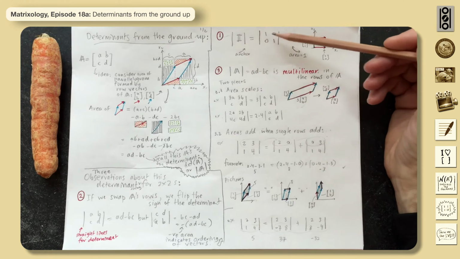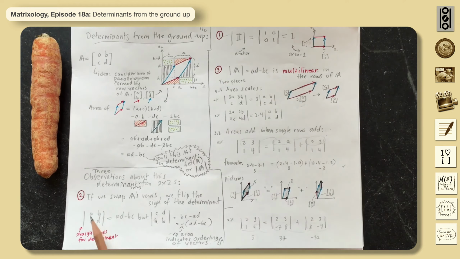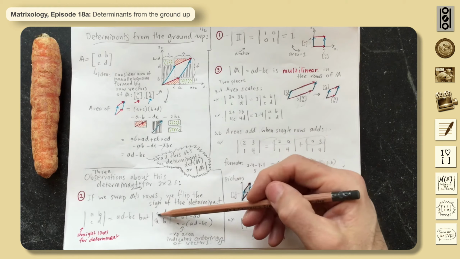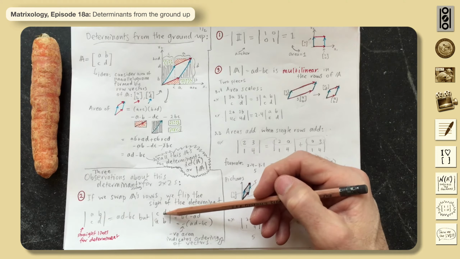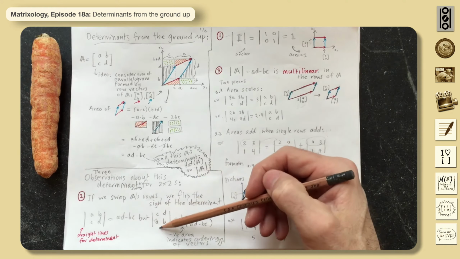We can express the area of this one in terms of the area of this. All right, so that's very simple. The second one is a subtle kind of weird thing, which is if we swap the rows. So if instead we had C D, A B, so we took our matrix and swapped its rows, and use our formula again, it'll now be B C minus A D, and that's the negative of the original determinant, right?